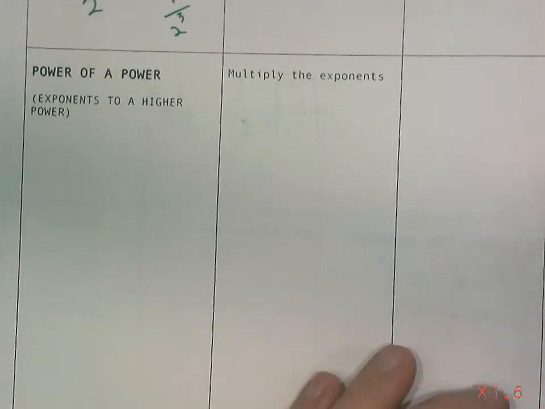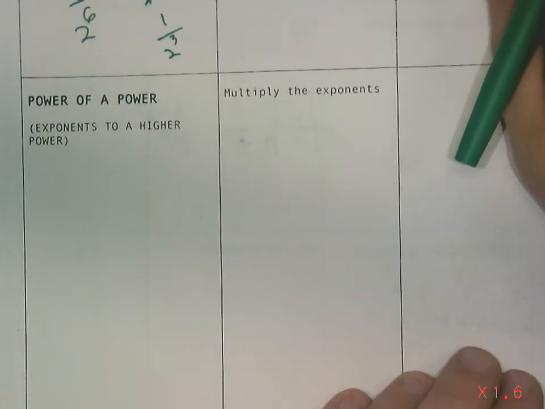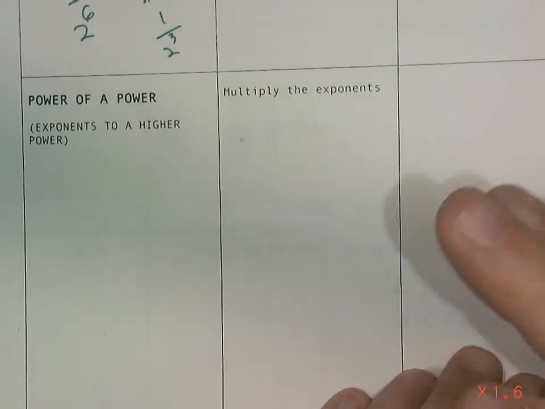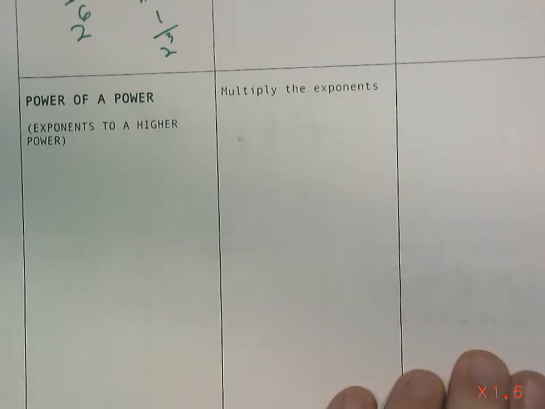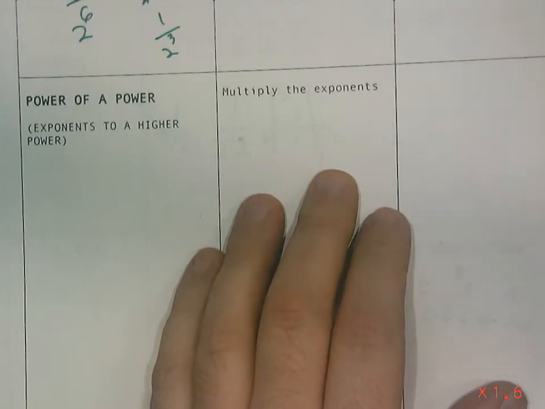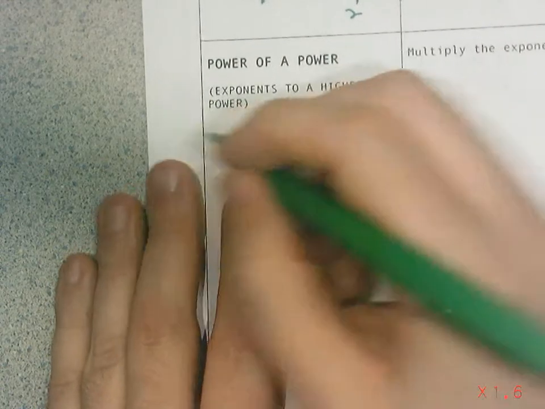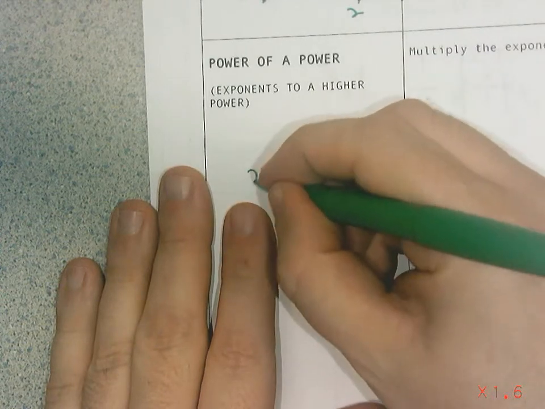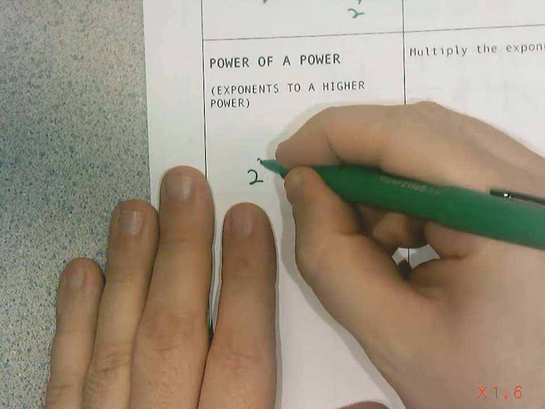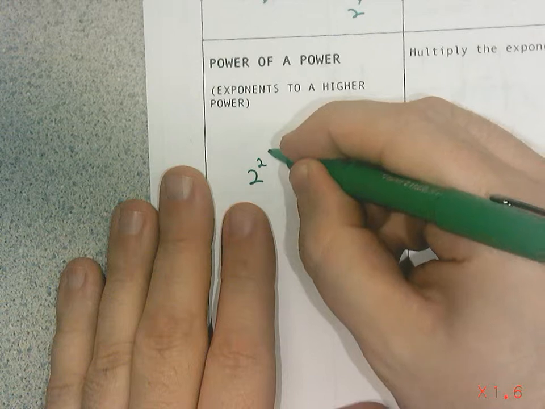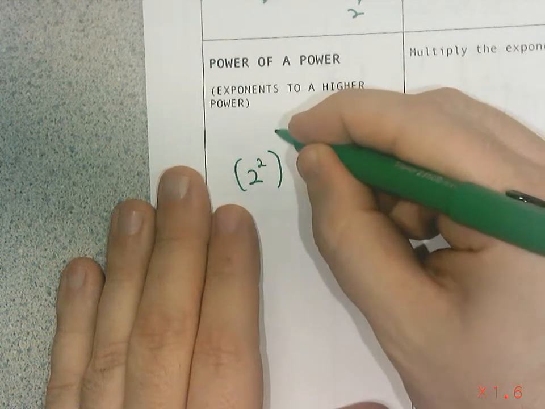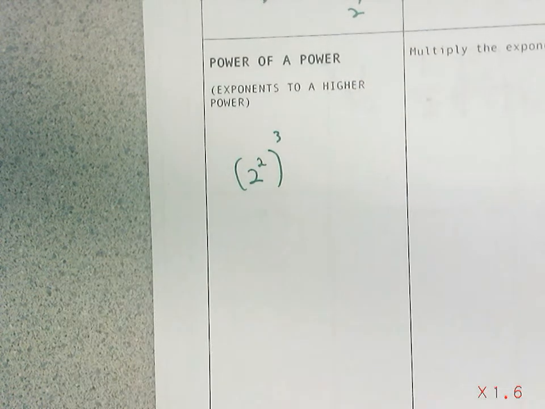Okay, now today we're going to be doing power of powers. So this is when I'm taking something with an exponent and raising it to another exponent. So let's look at an example of this. So again, sticking with what we've done in the previous videos, let's do 2 to the second power, and then we're going to raise that to the third power.